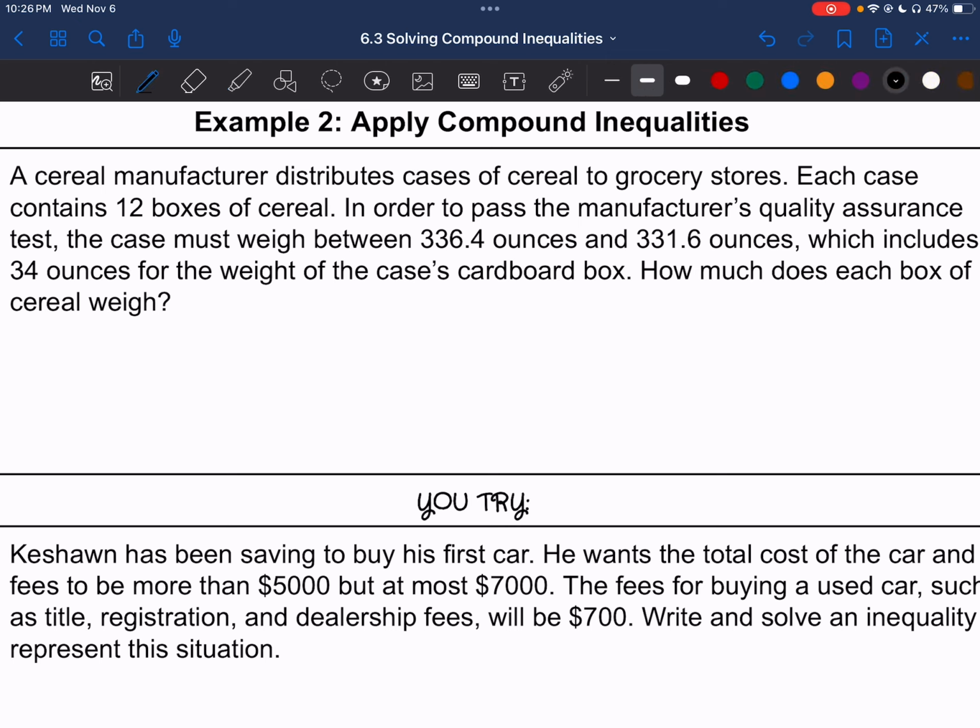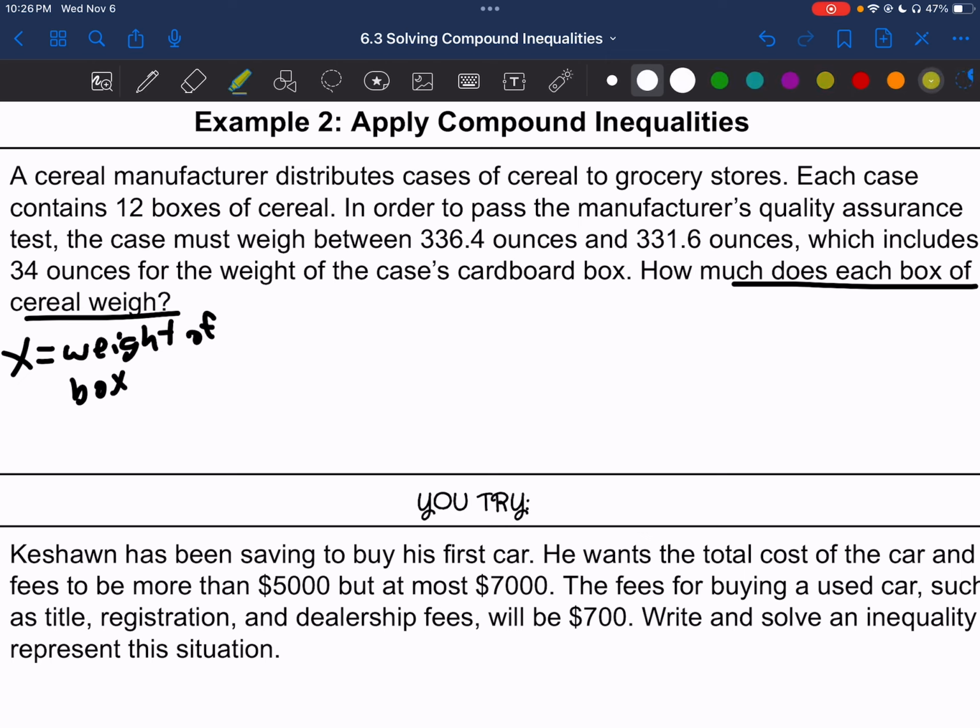All right, so define a variable. How much does each box of cereal weigh? That's my variable. X equals weight of box. So I need to figure out my important points. And in this case, I'm going to be looking for what are my end values? What's my high amount? What's my low amount? So if it's going to be between 336.4 ounces and 331.6 ounces, those are my values.